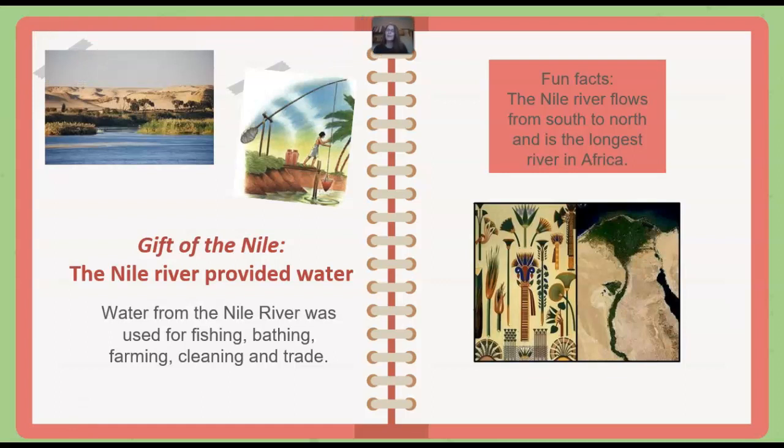Gift of the Nile. The Nile River provided water. Water from the Nile River was used for fishing, bathing, farming, cleaning, and trade. And a few fun facts. The Nile River actually flows from south to north and is the longest river in Africa.